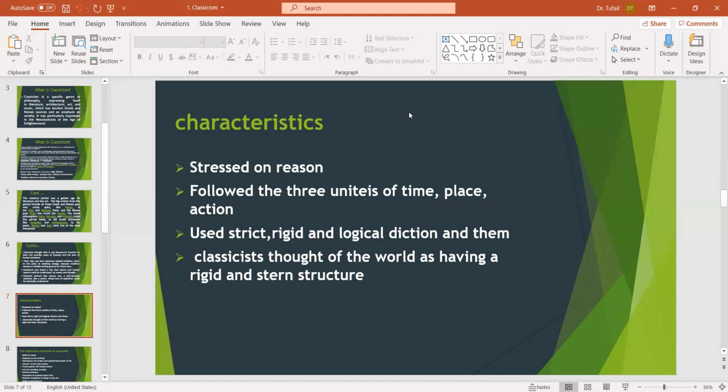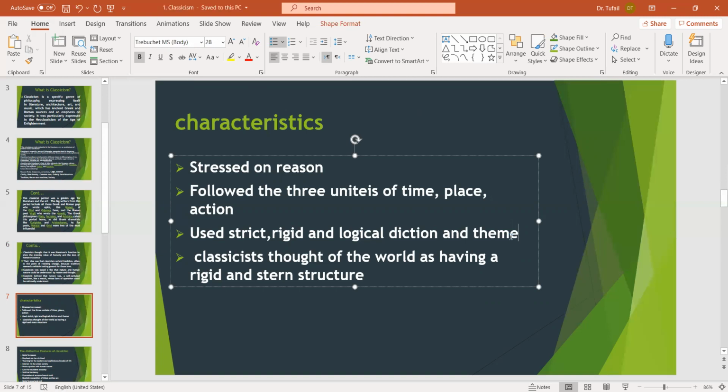They used strict, rigid, and logical diction and themes. These things were quite solid, and they didn't allow deviation like this. Any deviation in this respect was not considered. So they didn't allow anything, and these laws and everything were fixed there. They thought of the world as having a rigid and stern structure.